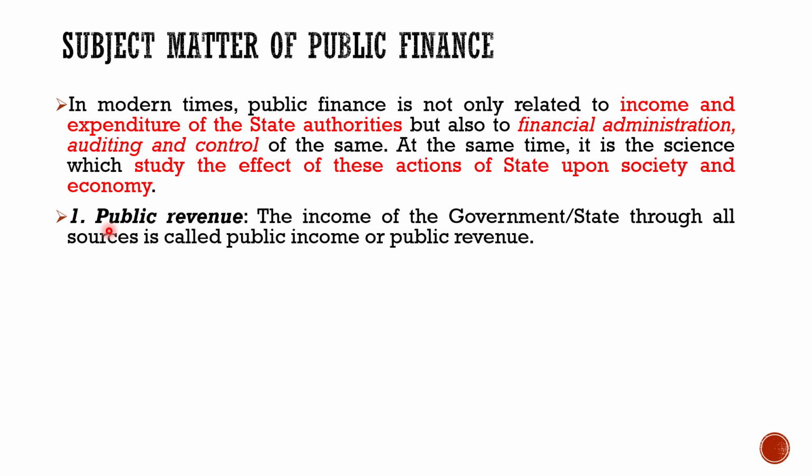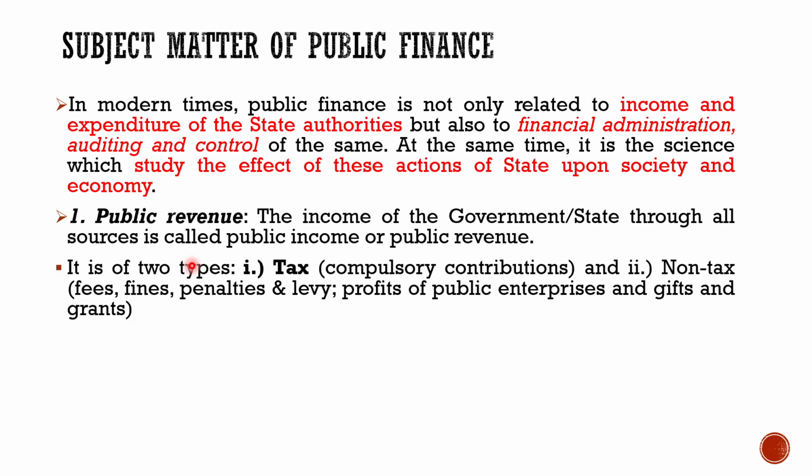Particularly, we would be focusing on some terms here. The first one is public revenue. The income of the government or the state through all sources is called public income or public revenue. You should focus on just these two: public income or receipts may differ from public revenue, as I've already mentioned, that in public revenue we do not include public debt and the receipts from the sales of public assets.